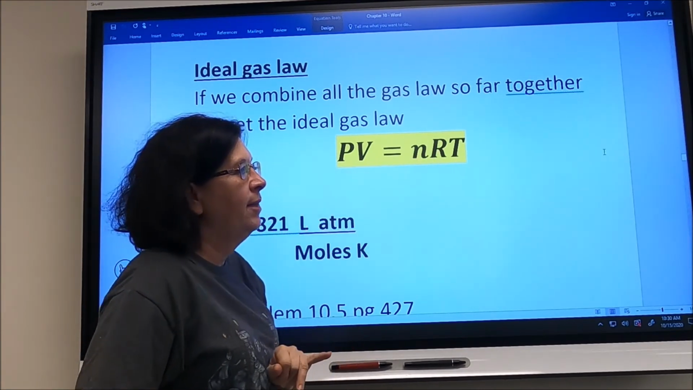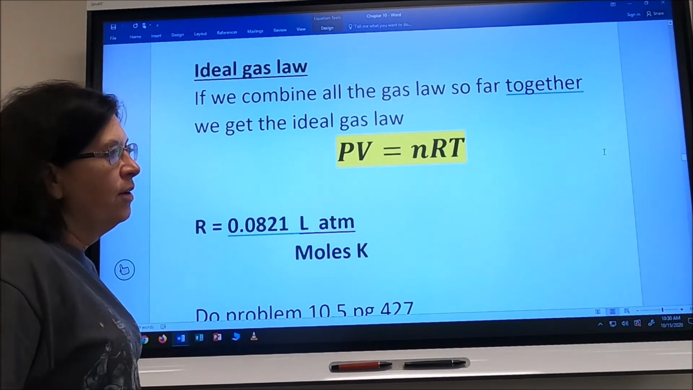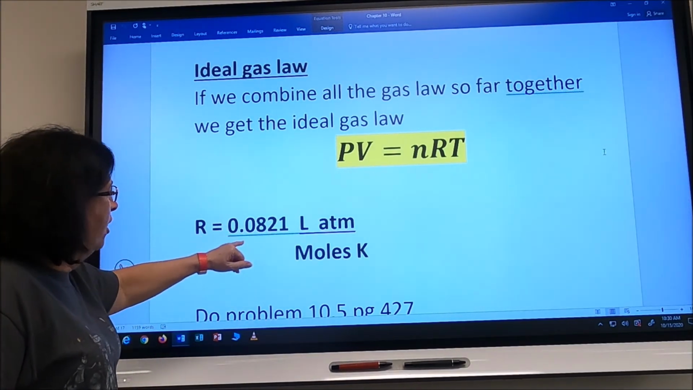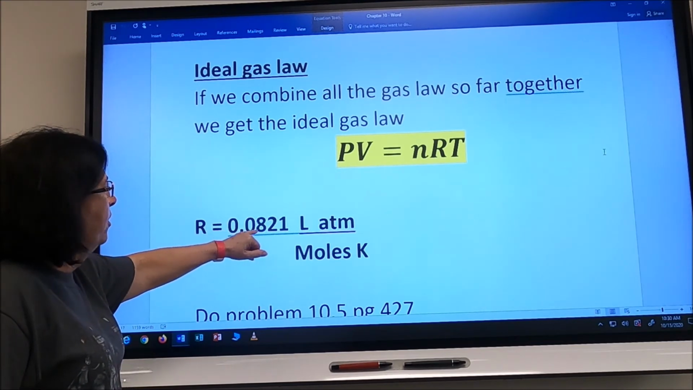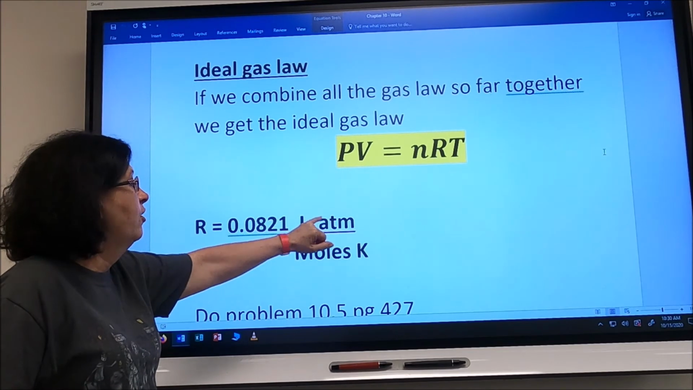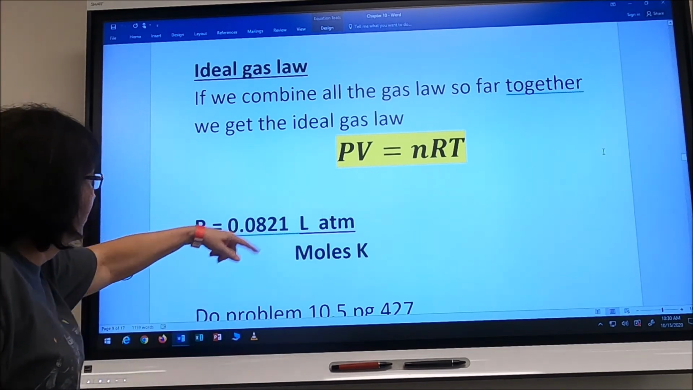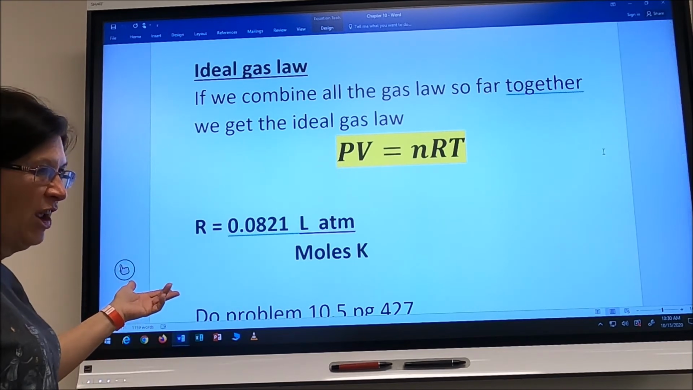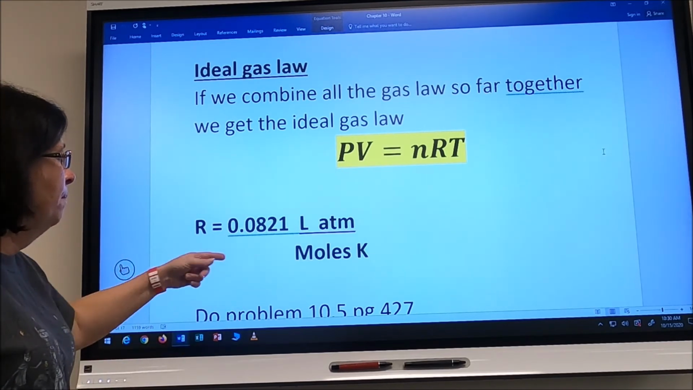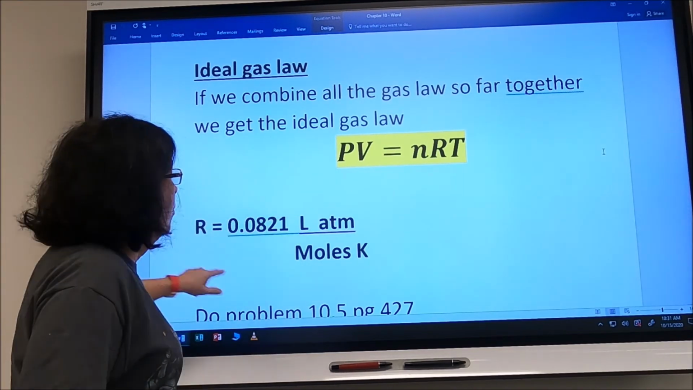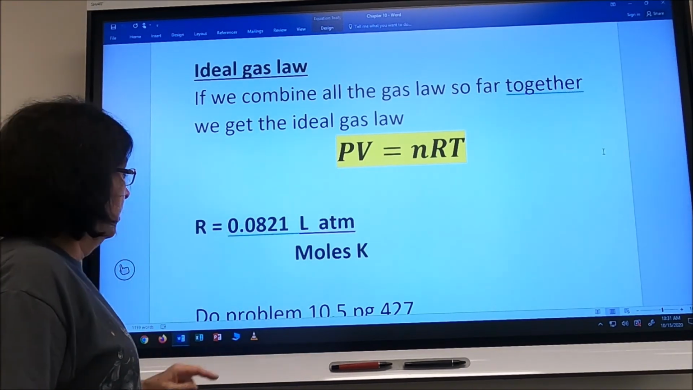Okay, P stands for pressure, V for volume, N is number of moles, T is temperature, we got a new symbol in there, capital R. R is referred to as the gas constant. Now the gas constant is 0.0821 liters atmospheres over moles Kelvin. As long as pressure is in atmospheres, this is what R is. If I were to change to pascals, it would change the units, and it'll actually change the numerical value. But this value of R, you gotta know, okay?